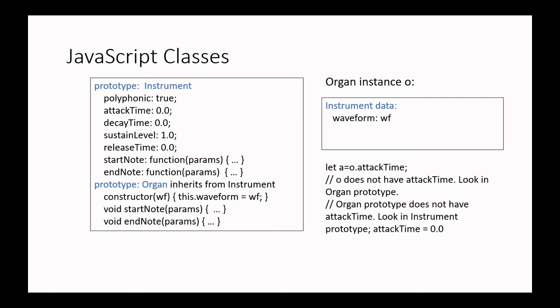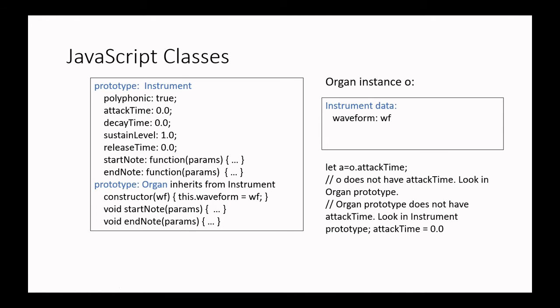Now here's what it would look like in JavaScript. Again, not correct syntax, but a list of what's defined in the prototype. First of all, the properties do not have type specifications. And second of all, looking at the instance, where are attack time and decay time? Suppose we refer to attack time by saying let A equals our instance.attack time. We look in the instance, it's not there. We look in the prototype, it's not there. So we look in the prototype of the prototype. There it is.